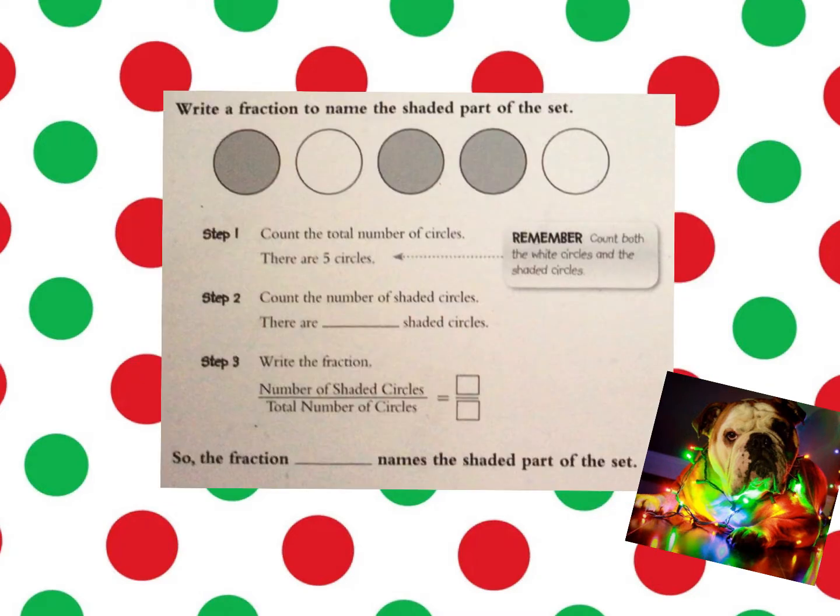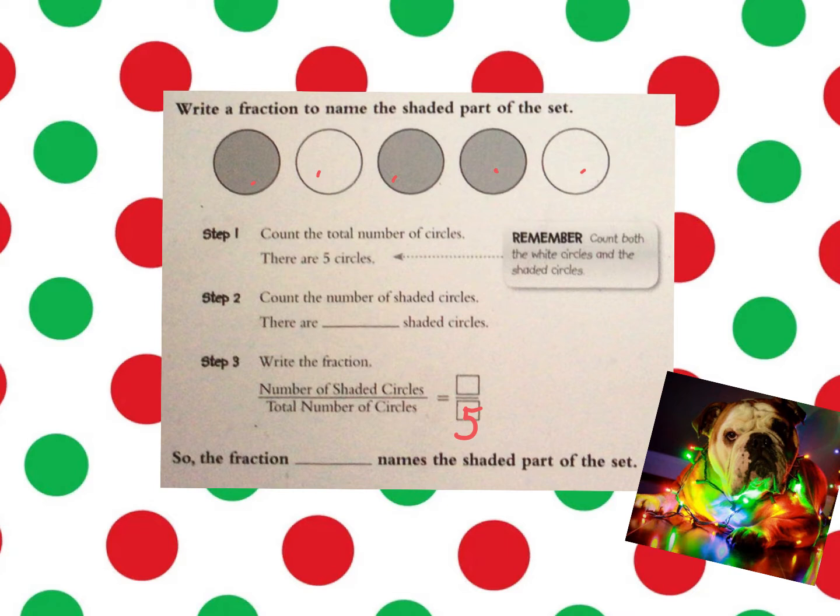Write a fraction to name the shaded part of the set. So we have a set of shapes, set of circles. We're going to count the total number of circles. There are 5 circles. And remember, the total number, 1, 2, 3, 4, 5, is going to be our denominator. So I'm going to write that right here. I'm going to write it a little bit bigger because those boxes are tiny.